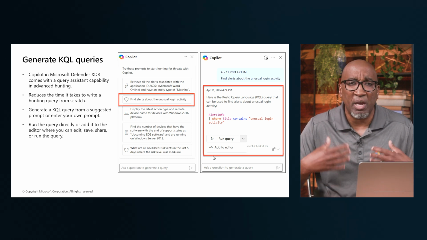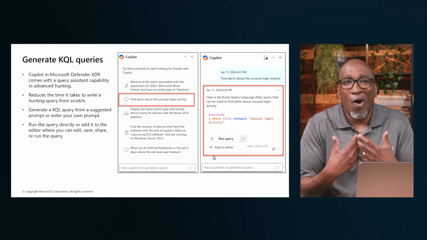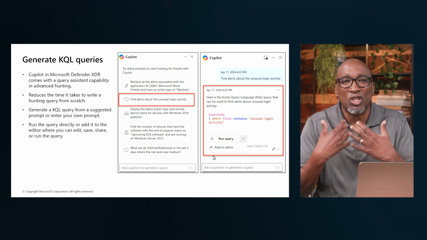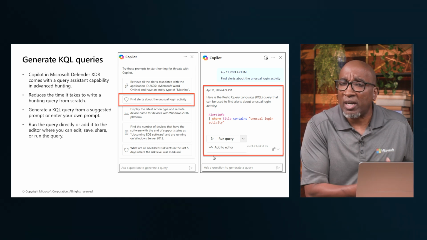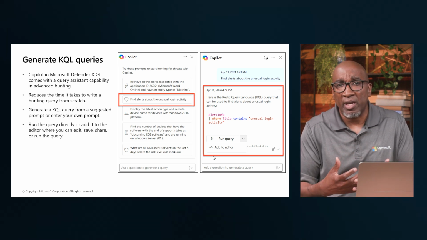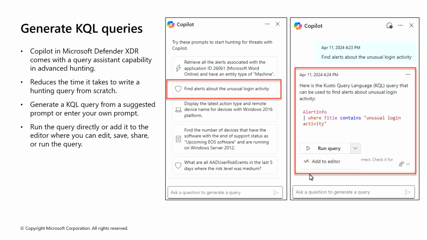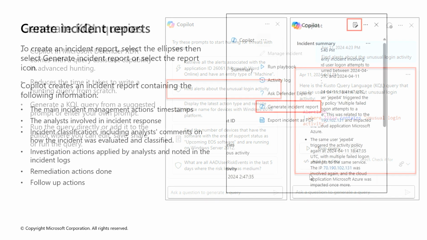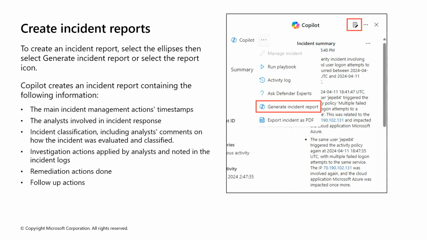And it allows us to get to the heart of the matter, so to speak, and use our threat hunting skill sets more effectively, because that initial query creation phase gets done by Copilot for Security.